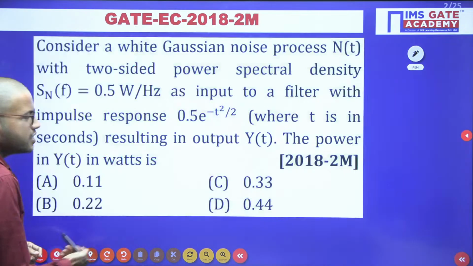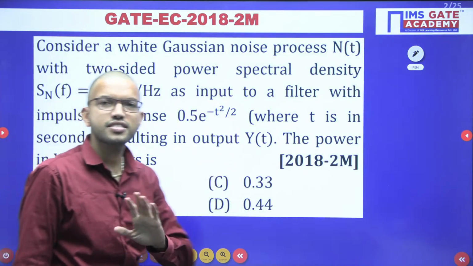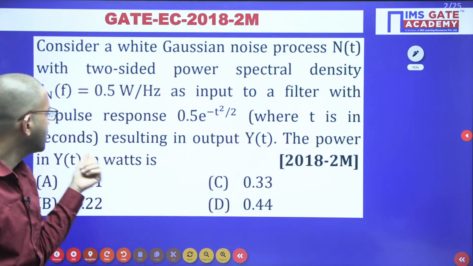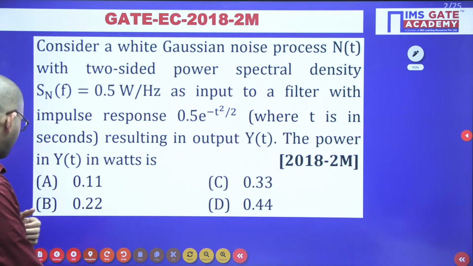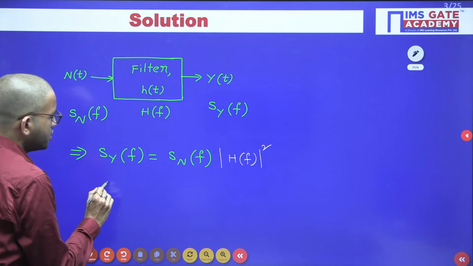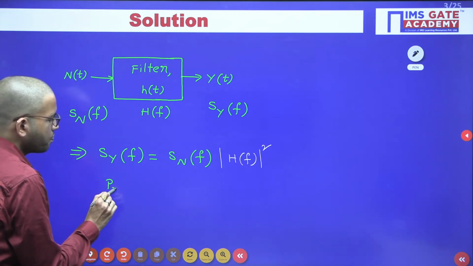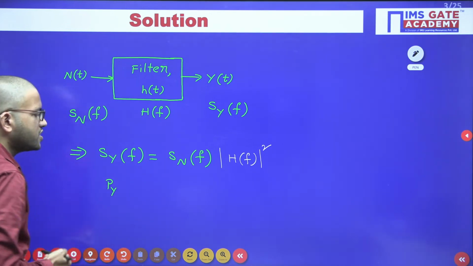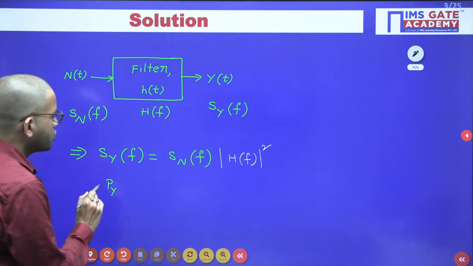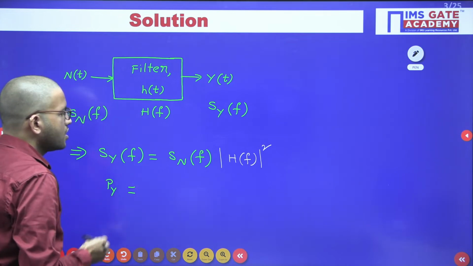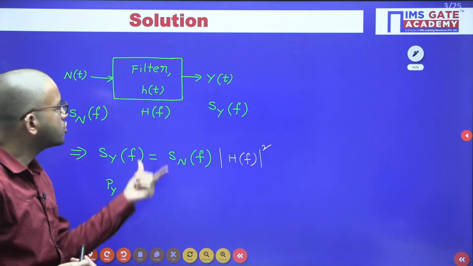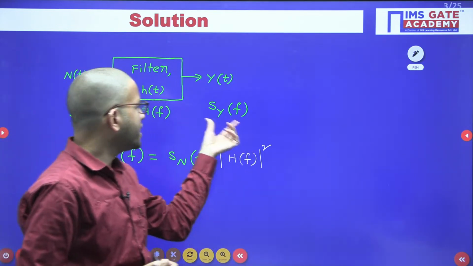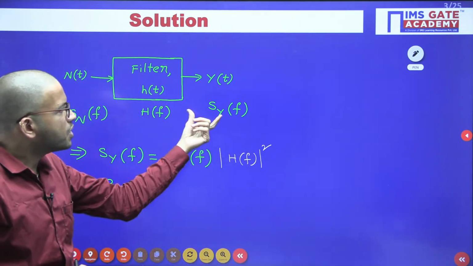Because in this question they are not asking for the power spectral density, rather they are asking for the power at the output. For the timing, I am labeling the output power as p suffix y. Otherwise, if you want, you can label it p suffix capital Y, no problem. So power is nothing but, how can we get power if you know the power spectral density? By performing which operation can you get power from the power spectral density?